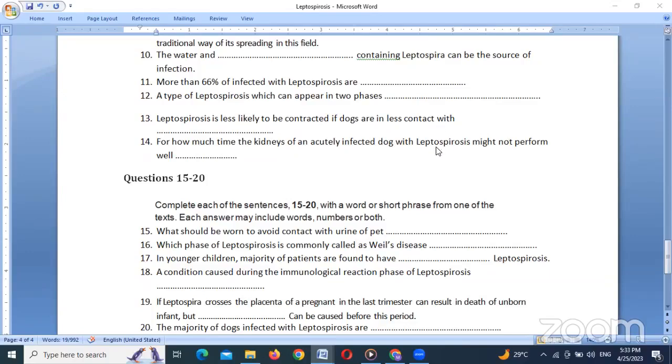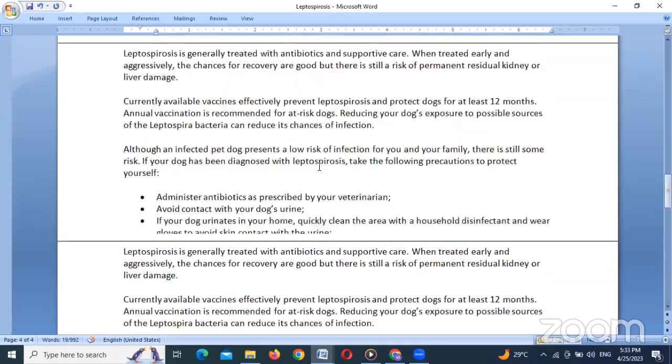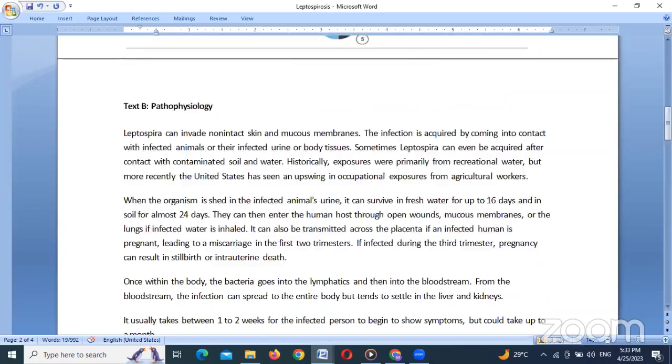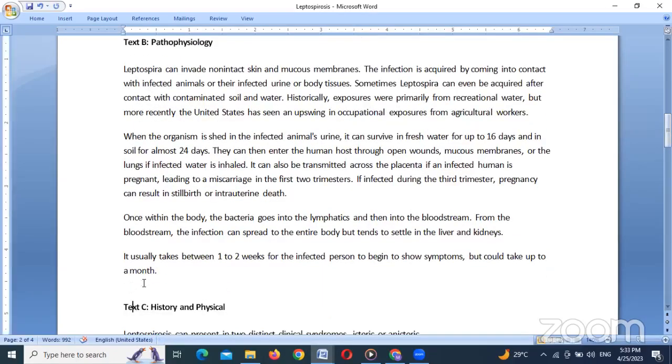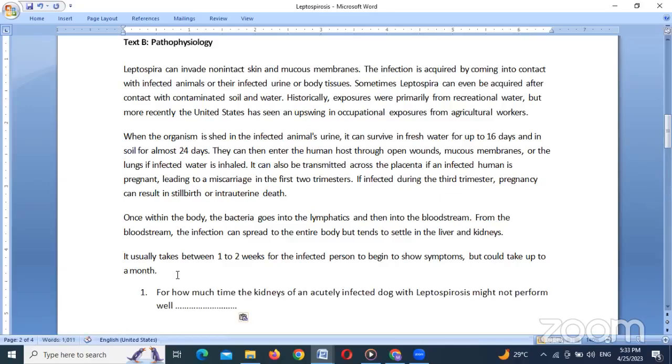Okay, so in which text is it possible? In B, I think. No problem, we can go to B. If you don't find the answer here, we can go to other text, okay? Don't worry. Just quickly skim and scan, and don't spend too much time. What are your keywords? What are you looking for? Timing, mention of kidneys, and an acutely infected dog, okay? So try to find the answer here, please.